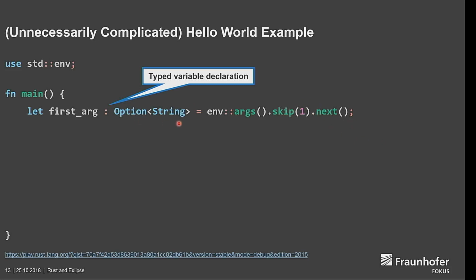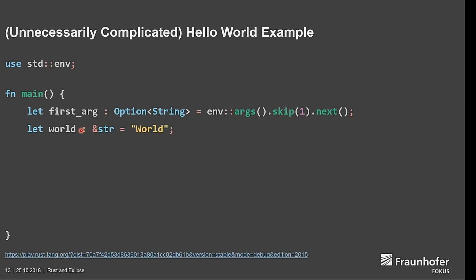And if there are elements still in the iterator, you will get a filled option, or an empty option if there are no further elements in the iterator, right? So when the program is called with one parameter, then we get the parameter in the option here that is then stored in first arg. All right, talked about the iterator.